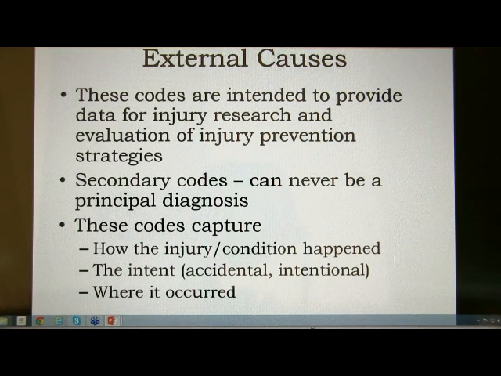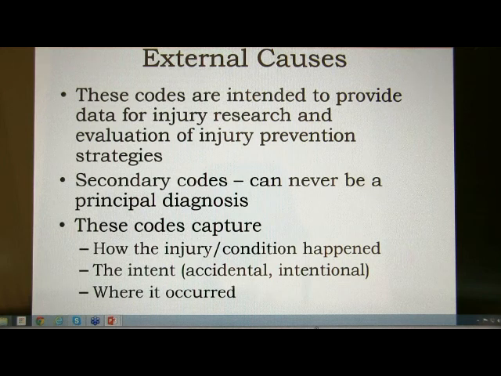These codes are always secondary, so they would never be our primary diagnosis. And we're going to use these codes to capture how the injury happened, the intent, so what was the patient trying to do, and then where did it occur. We have a lot of codes for all of these: what the patient was doing, what they were trying to do, and where it happened.